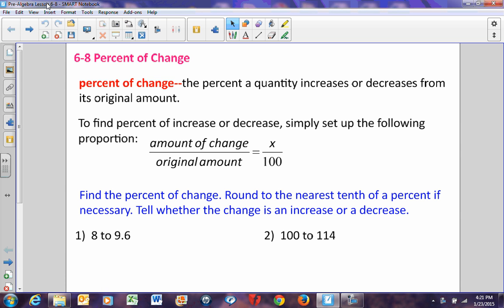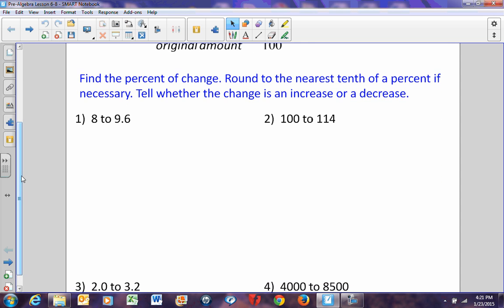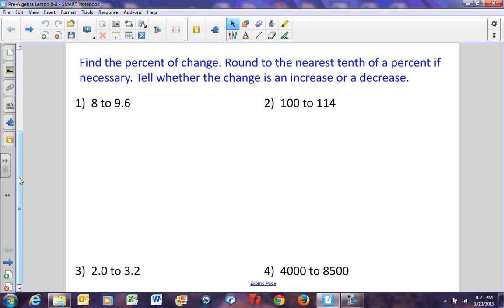To find the percent of increase or decrease, you simply set up a proportion. You figure out the amount of change, put it over the original amount, set that up equal to x over 100, and solve your proportion. It's actually a very simple process. Let's take a look at a few problems. I need to find the percent of change. We're going to round to the nearest tenth of a percent if necessary, and we will tell whether or not the change is an increase or a decrease.